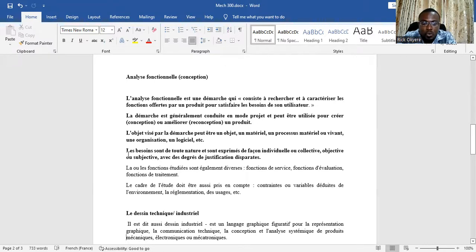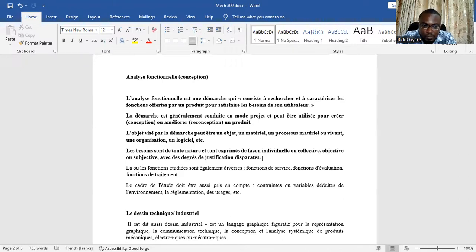Okay. Les besoins sont de toute nature et sont exprimés de façon individuelle ou collective, objective ou subjective, avec les degrés de justification disparate. So they need to modify a product or modify the features of a product could be done by an individual or a group of people. And it could also be objective or subjective based on the justification that is given.